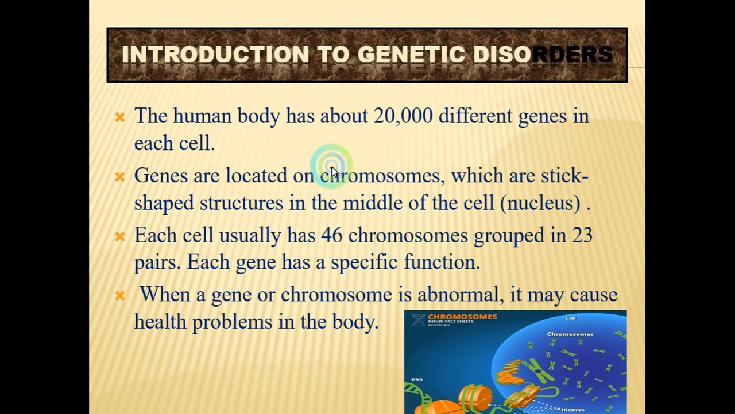Now the human body has 20,000 different genes in each cell. It's not one or two, it is about 20,000. Genes are located on the chromosomes, which are stick-like structures in the middle of the cells. If you see this, these are stick-like chromosomes which are present in the nucleus. Each cell has 46 chromosomes, and each gene has a specific function. What is the function of a gene, what are the different types of gene, all these things we have already discussed along with second years.